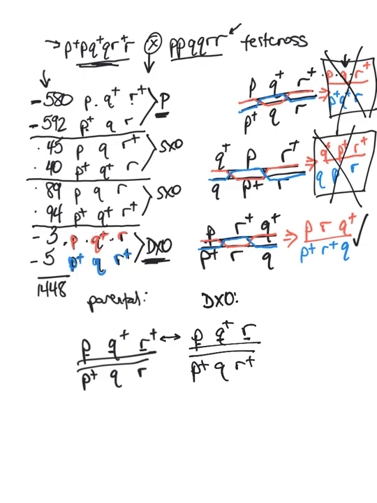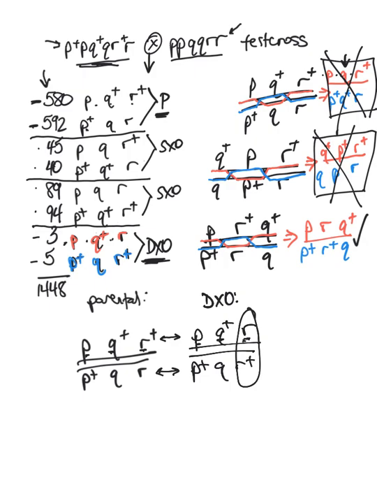Okay, so in this linkage unit that we're looking at, we have P linked to Q plus linked to R plus in the parental type. In the double crossover, P linked to Q plus linked to R, right? So R is different in how it is arranged on the chromosome between the parental type and the double crossover. So that different one is the one that's in the middle. Okay?